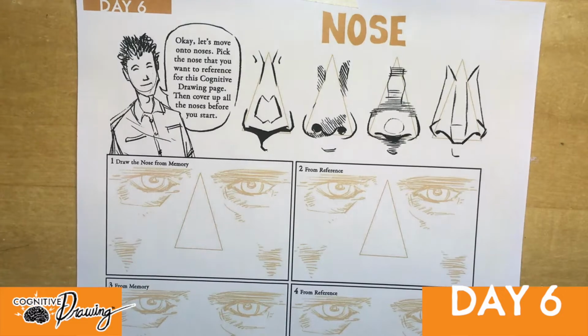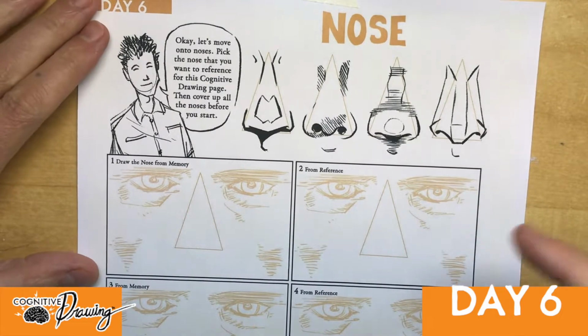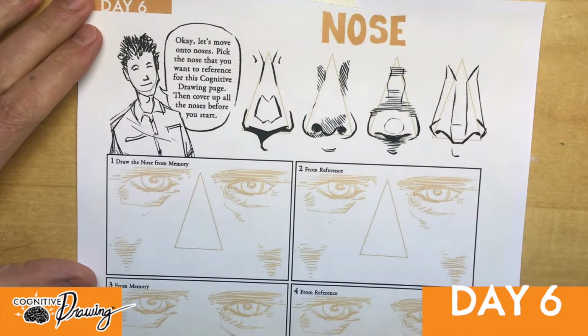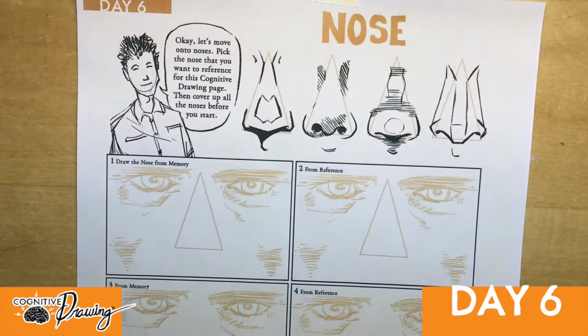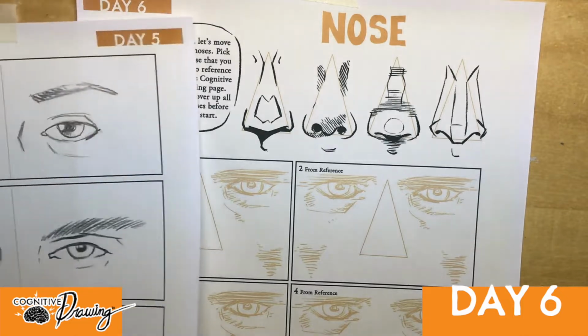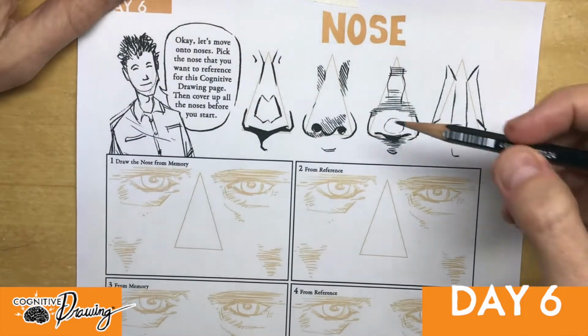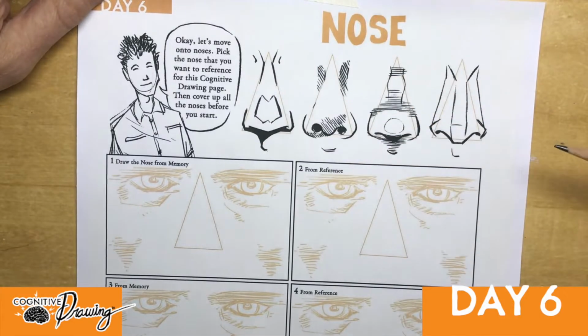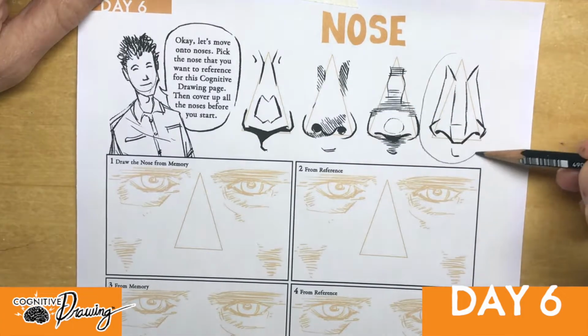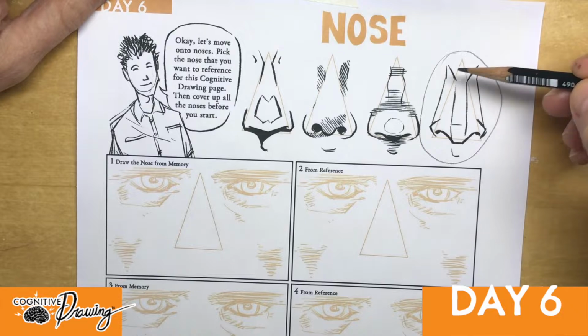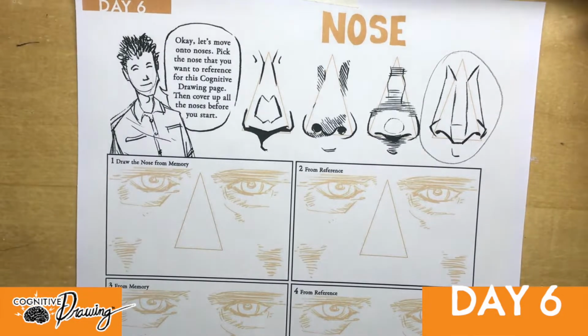All right, welcome to day 6 of cognitive drawing. Okay, so now we are going to study some of the facial features. Similar to what we did yesterday with the different eyes, picking the eyes that you want to do cognitive drawing on, we pick a nose that we want to do cognitive drawing on. I guess I'll pick this one for today. We'll use my piece of paper to cover this all up.